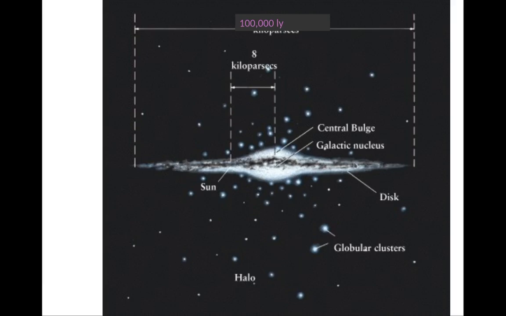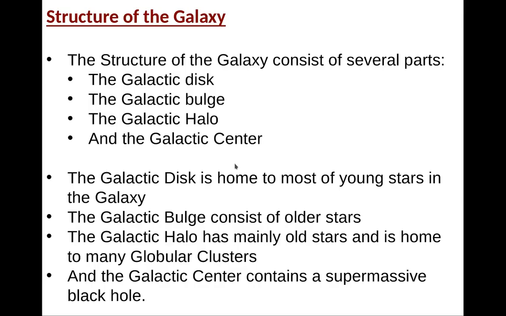The main part of the galaxy is actually here in the disk and the central bulge. The distance between the sun and the center of the galaxy is about 8 kiloparsecs, about 24,000 light years. Okay, so the structure of the galaxy consists of several parts. There's the galactic disk, which we talked about, the galactic bulge, which we talked about a little bit too, the galactic halo, which we just discovered by looking at the globular clusters, and the galactic center, which we will talk about toward the end.